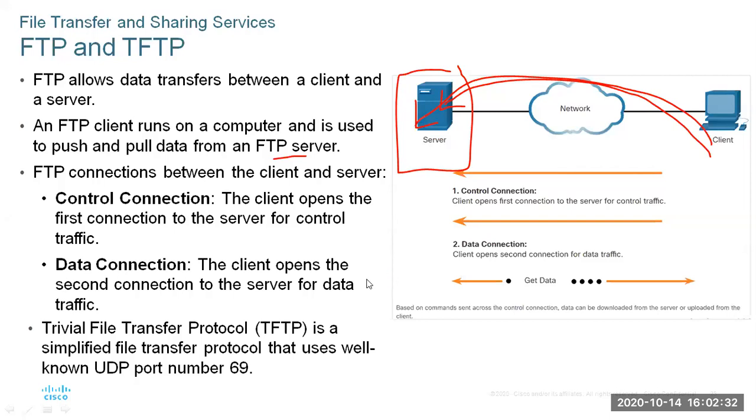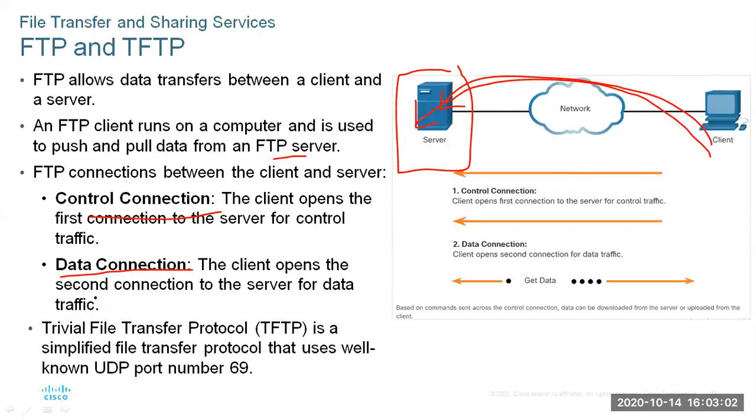All right, so FTP sessions between clients and server, we have control connections, and then you have data connection. Now, in control connection, the client opens the first connection to the server for control of traffic. All right, and in the data connection, the client opens the second connection to the server for data traffic.